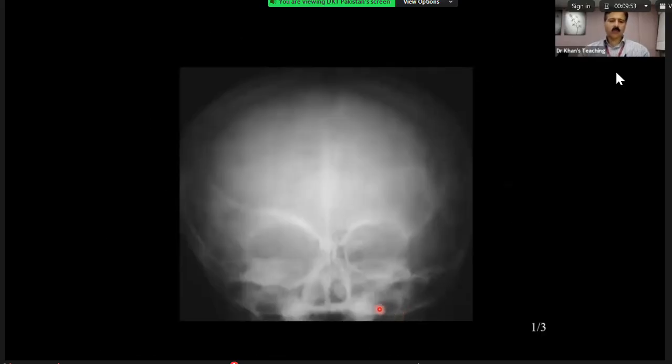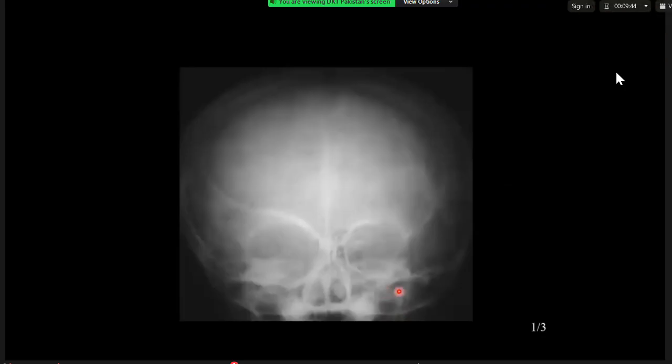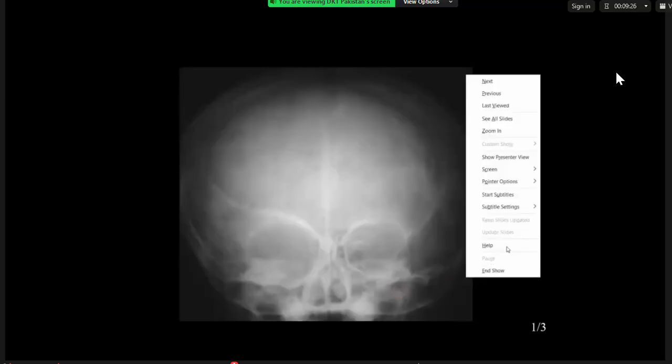Okay. What about this orbit? Normal, abnormal? Abnormal. So what is the abnormality? I think the abnormality is on the left. I can't see the innominate line, which makes me concerned for sphenoid wing dysplasia.